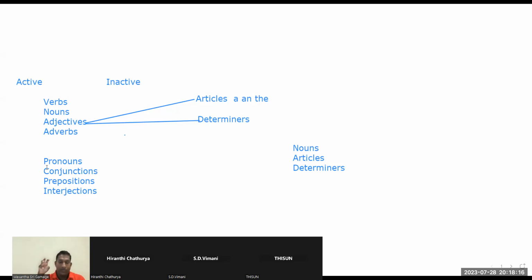But here from a pronoun we cannot get a conjunction. From a conjunction we cannot get a preposition. But learn. Some words have many roles.